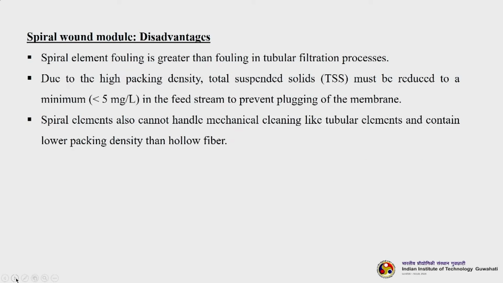However, they have certain disadvantages also. Spiral element fouling is greater than the fouling in other tubular systems. Due to the high packing density, the TSS, that is the total suspended solids, must be reduced to less than 5 milligrams per liter in the feed stream to prevent plugging. We just discussed that TSS handling is far better in tubular systems, which is not so in spiral systems. Spiral elements cannot handle mechanical cleaning like tubular elements and have lower packing density than hollow fibers.